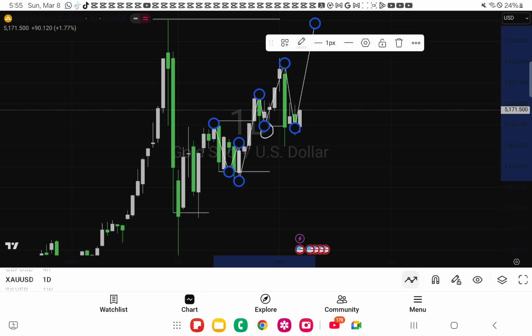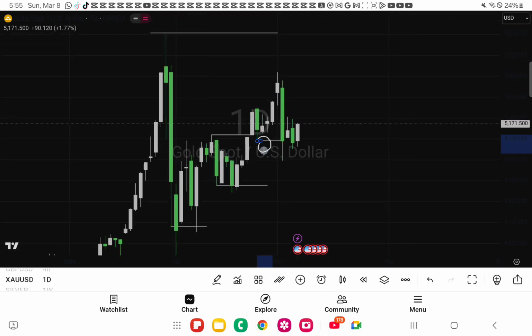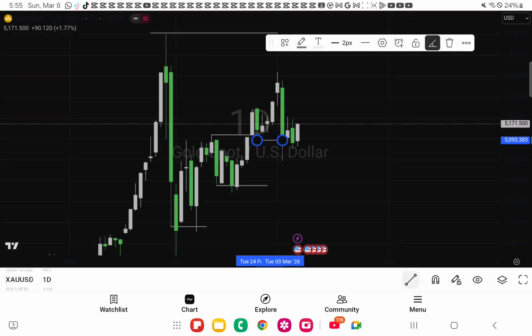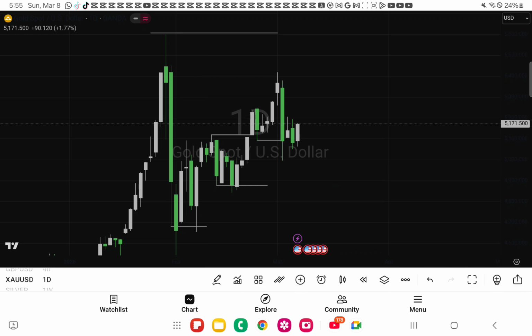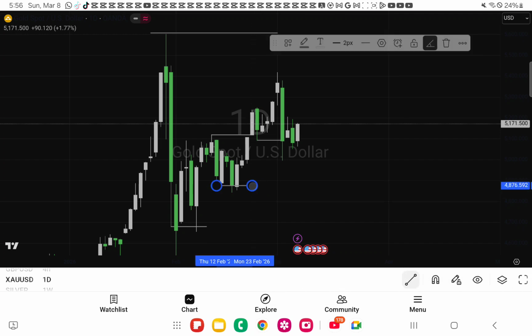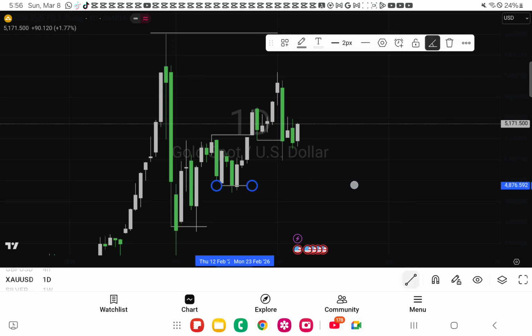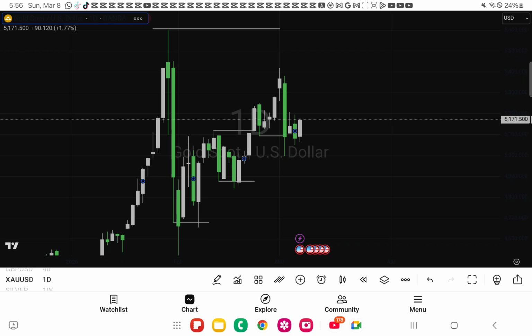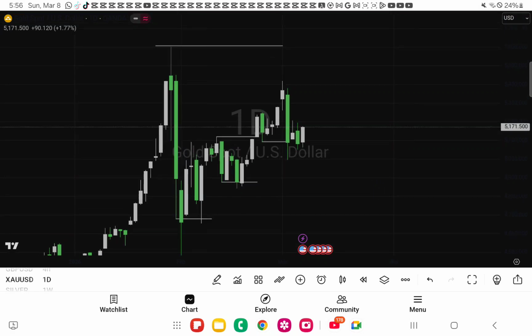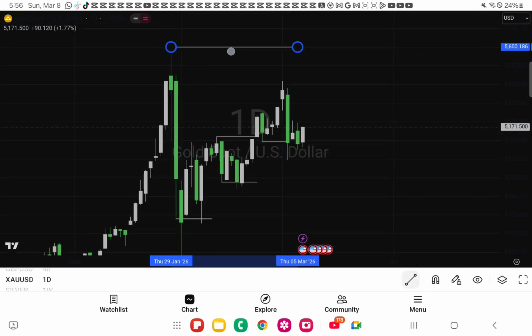So this is what I have on Xauusd. We have a liquidity sweep on this low. And next week, I'm anticipating that price will continue bullish. It will rally to the upside. This is our range. We have this low. We have this high. We have liquidity sweep on this low. So next week, I'll be looking for more buy opportunity on Xauusd.